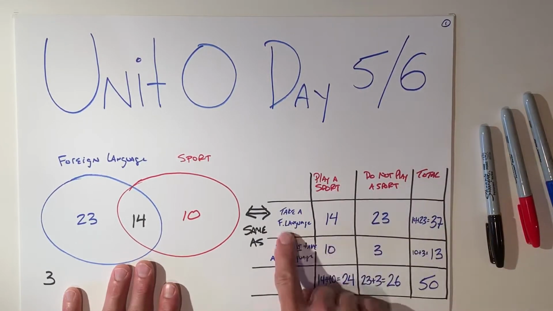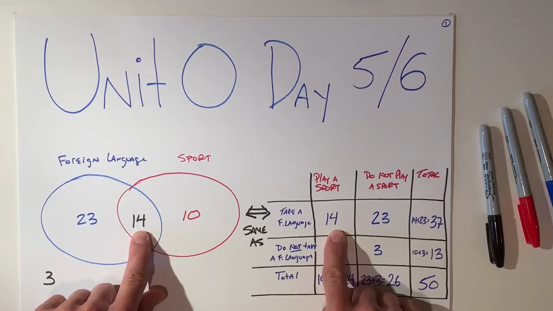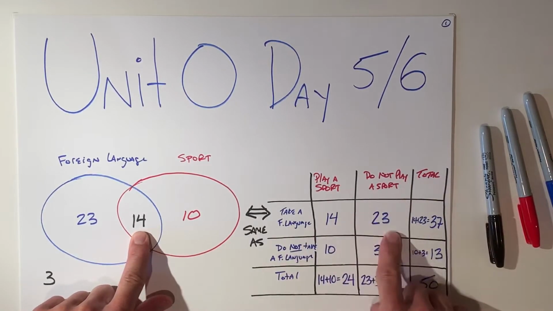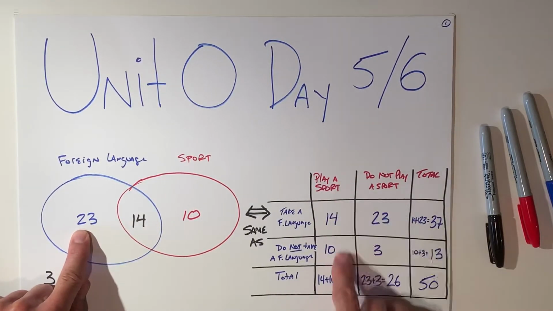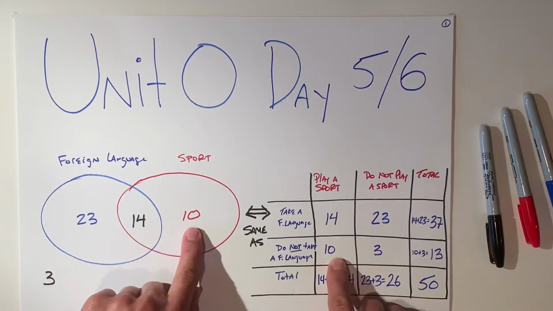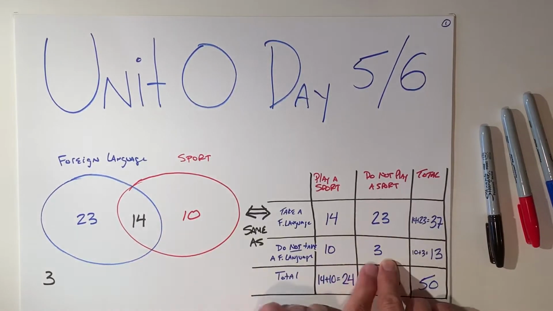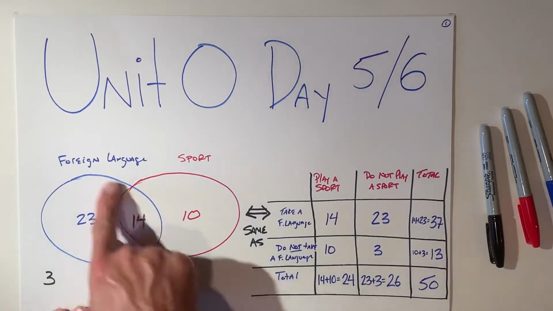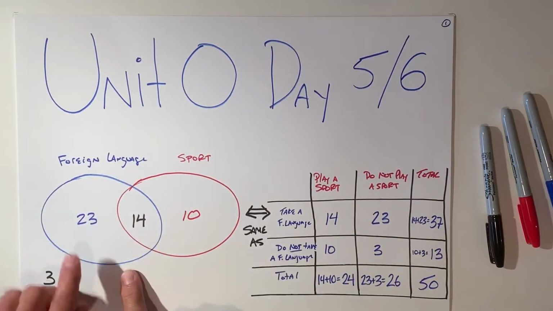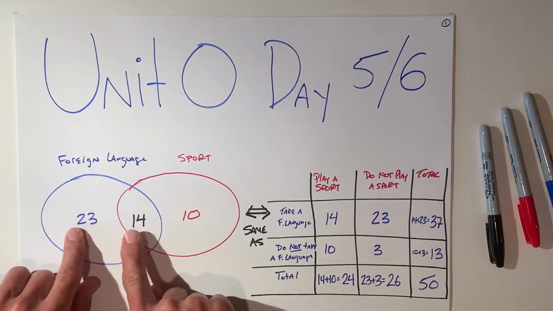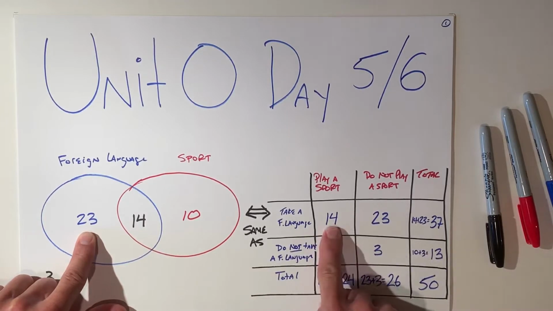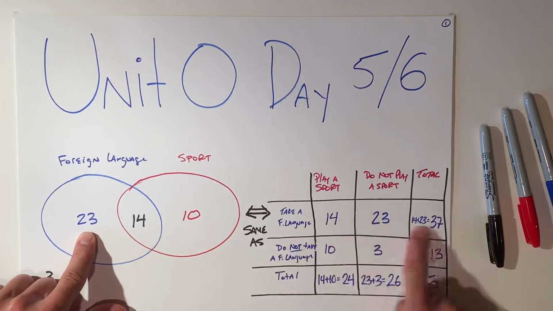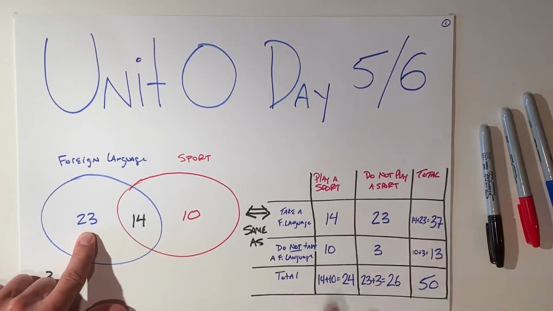Play a sport and take a foreign language, there's 14, and that's the overlap. Do not play a sport, but take a foreign language, there's your 23. Play a sport, but not a foreign language, there's the 10. And do not play a sport and do not take a foreign language, there's the 3. And then you can imagine that there are totals for each one. For example, in the foreign language circle, there are 23 plus 14, or 37 students that take a foreign language. And so on and so on.